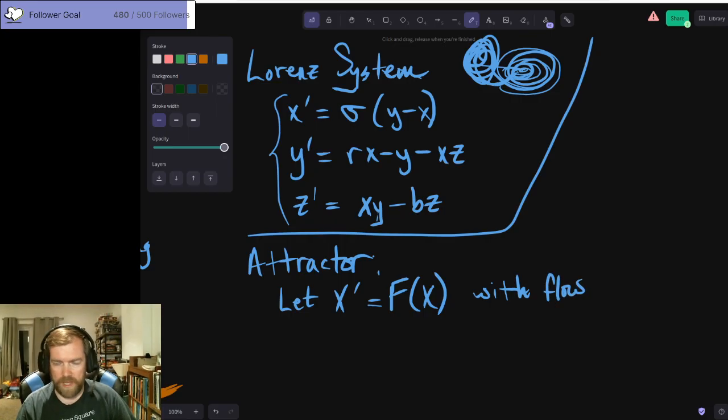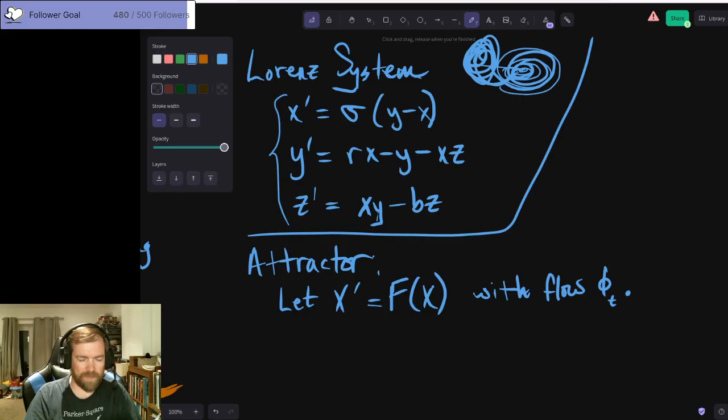This is going to have a flow, which is also going to be defined as phi sub t. Flow is further defined in here, and I'm not going to go into it because I don't entirely understand the whole thing, and I didn't really have time to sit down and look at it for hours.